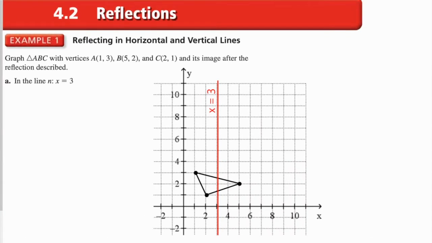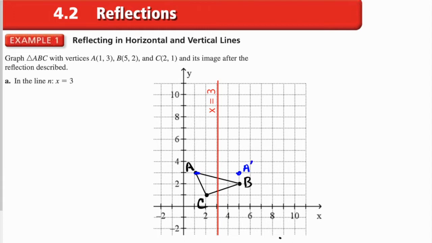So here in our first example, we're asked to graph triangle ABC. So we see that point A is at (1, 3), point B is at (5, 2), point C is at (2, 1), and we're going to reflect it through this line x = 3. And what we want to remember is we have to move perpendicular to the line and equidistant. Well, this is 2 units from the mirror along a perpendicular path, so I expect A prime to show up right here. And I'm going to remove that perpendicular segment so that it doesn't make the image too busy.